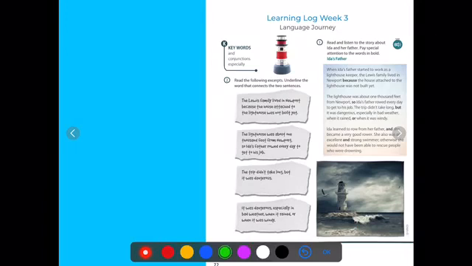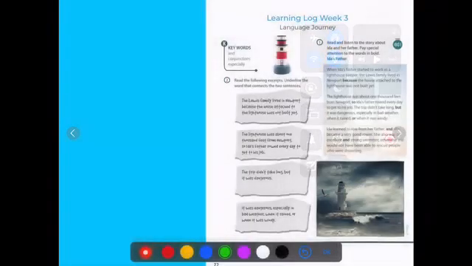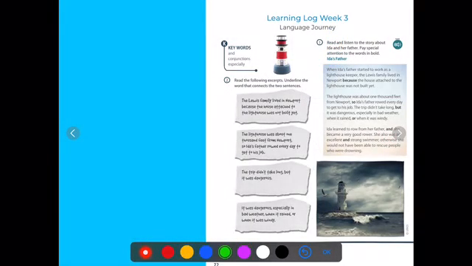Now, I'm going to ask you guys to read activity number 1 and answer activity number 2. Try to answer it, and after you guys answer it, we're going over it. I'm going to give you guys a few minutes to complete this page in your learning log.